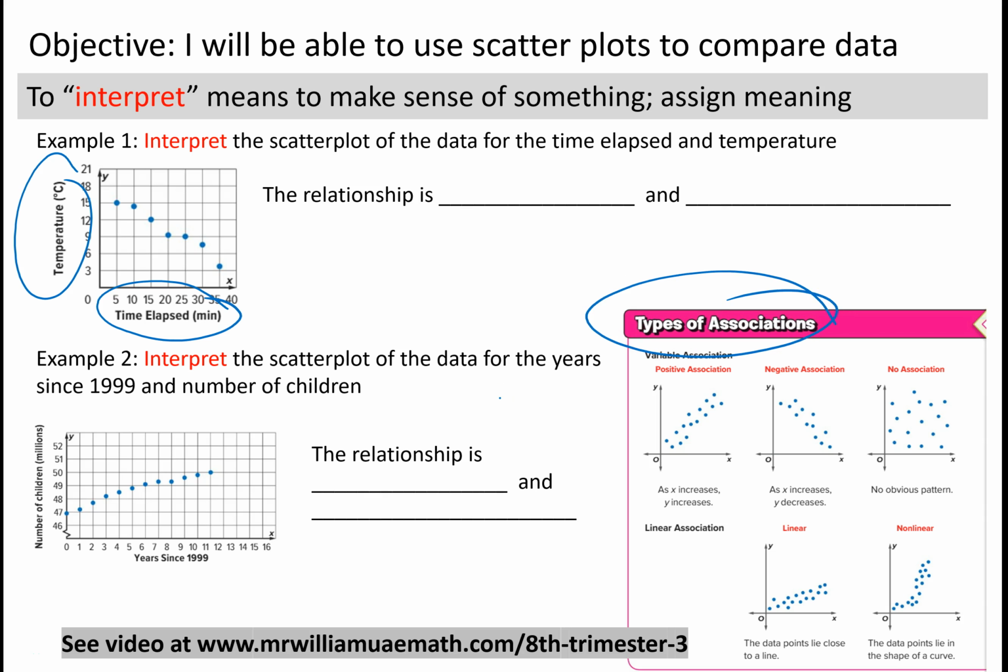So we're going to use the associations. Is it positive, negative? Is it linear? Or is it curved? So it's pretty linear. It's almost a straight line. Not exactly a straight line. And is it positive or negative? Or is it no association? It's negative. All right. So it's linear and it's negative. We could have said negative linear. Doesn't matter.